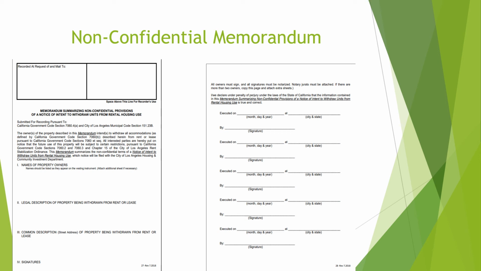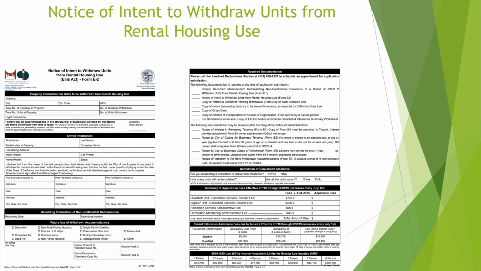On it, you would include the name of property owners, the legal description of property being withdrawn from rent or lease, common description, street address of property being withdrawn from rent or lease, and all owners must sign and all signatures must be notarized. Notice of intent to withdraw units from rental housing use.